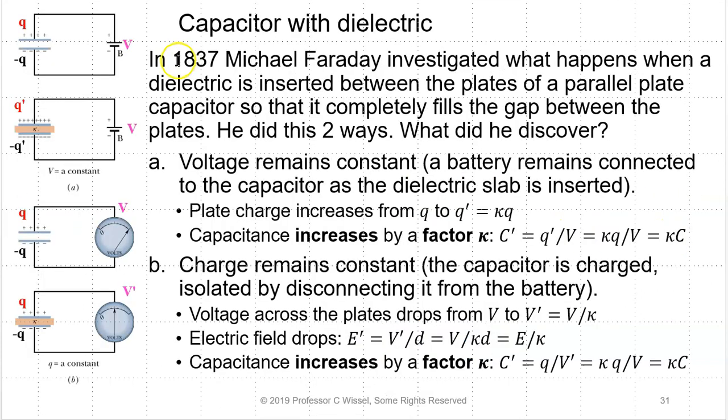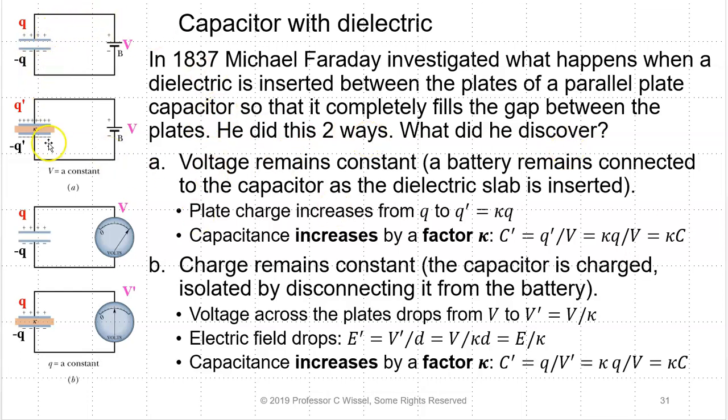In 1837, Michael Faraday investigated what happens when a dielectric is inserted between the plates of a parallel plate capacitor so it completely fills the gap between the plates. And we will always assume that the dielectric completely fills the gap between the plates unless some problem states otherwise. He did this in two ways. What did he discover?